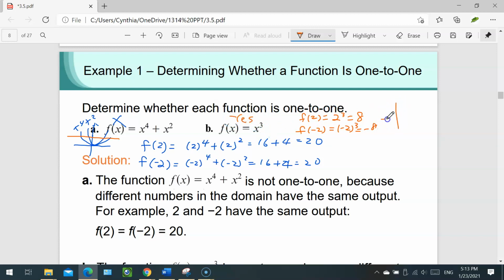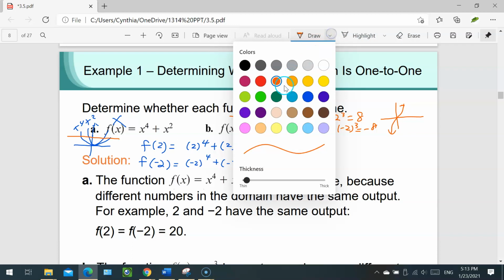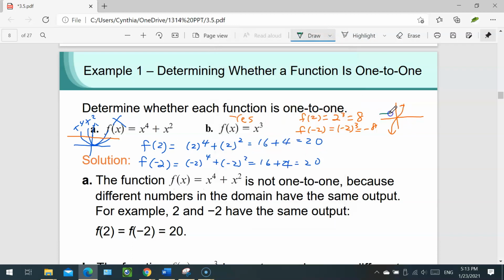If you sketch the graph of the cube function, drawing the horizontal line test, the horizontal line only passes through the graph one point at a time. So in that case, yes, this is a one-to-one. I hope that makes sense too.